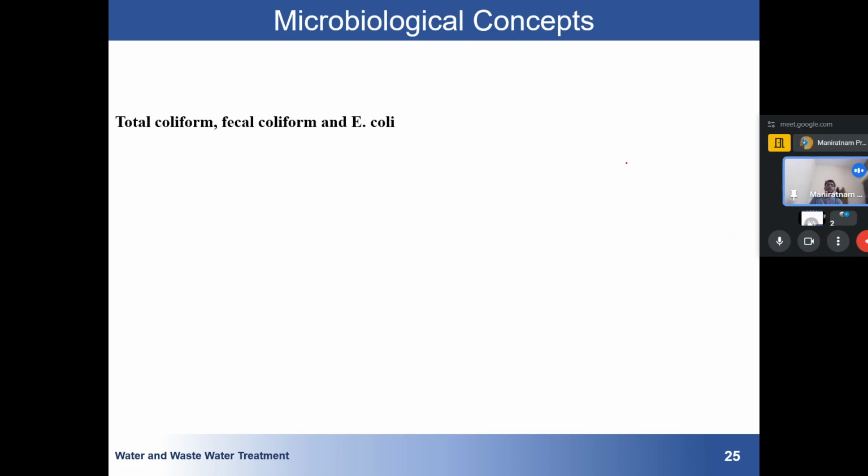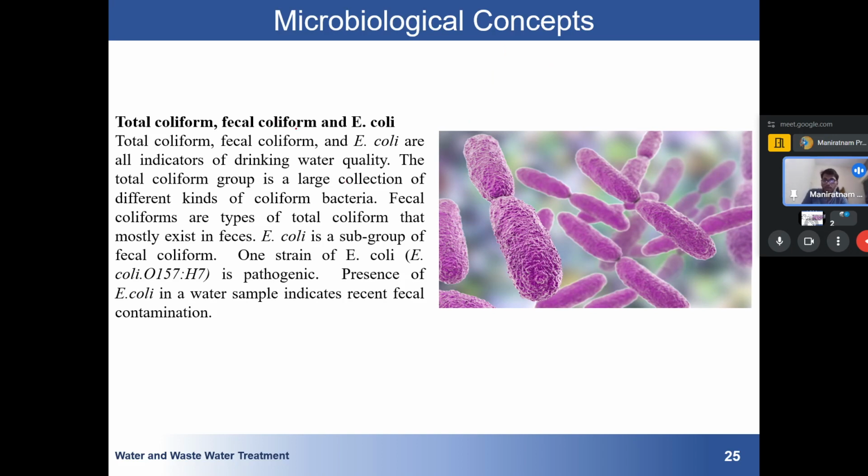So what is total coliform, fecal coliform, and E. coli? Remember, this is the shape of E. coli. Total coliform, fecal coliform, and E. coli are all indicators of drinking water quality. Total coliform is the large collection of different kinds of coliform bacteria, so all the coliform present, fecal or non-fecal, is termed total coliform. Fecal coliform are the type of total coliform that mostly exist in feces. The excreta which humans and animals produce, the coliform present in that is known as fecal coliform. E. coli is a subgroup of fecal coliform.